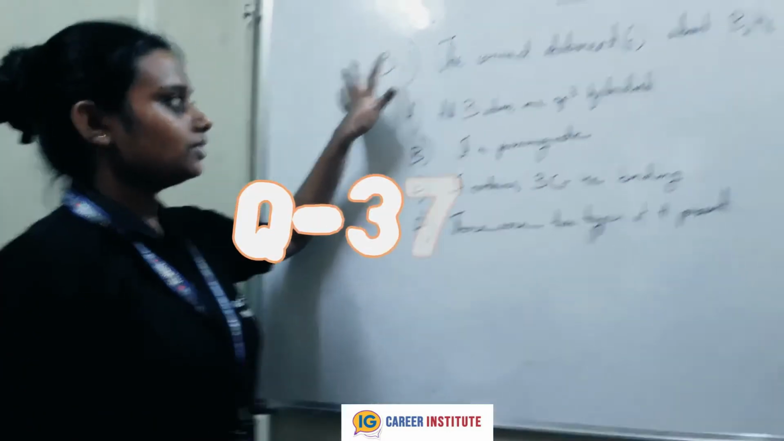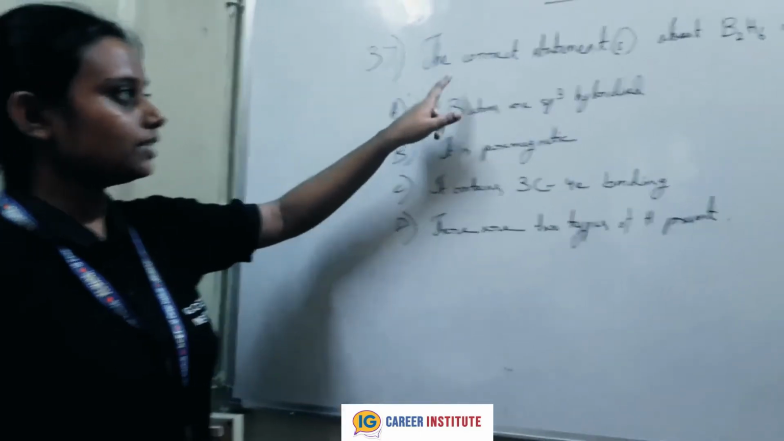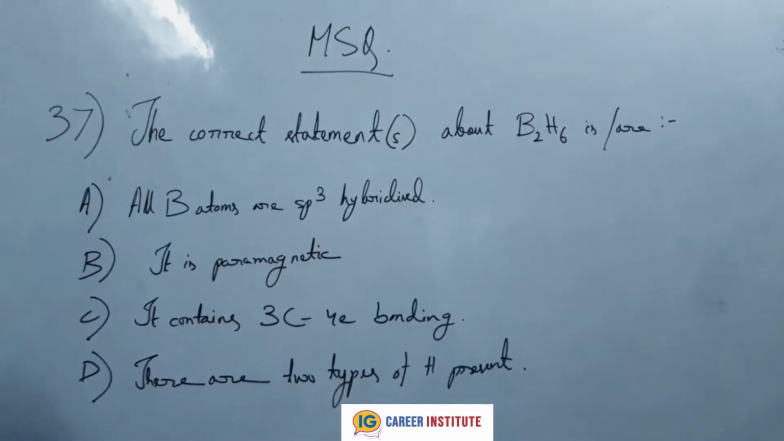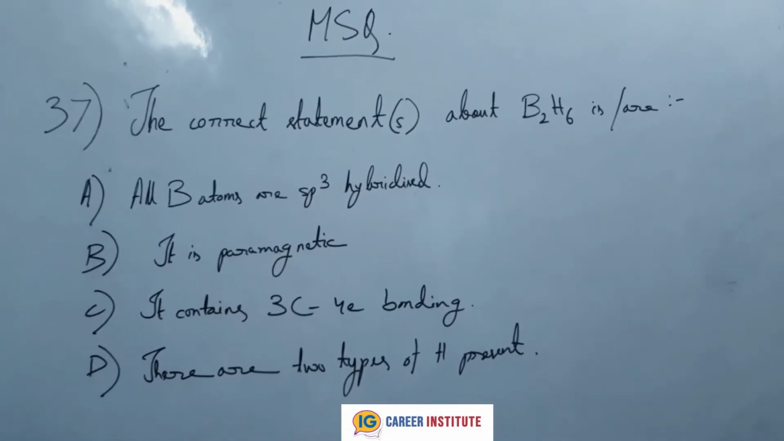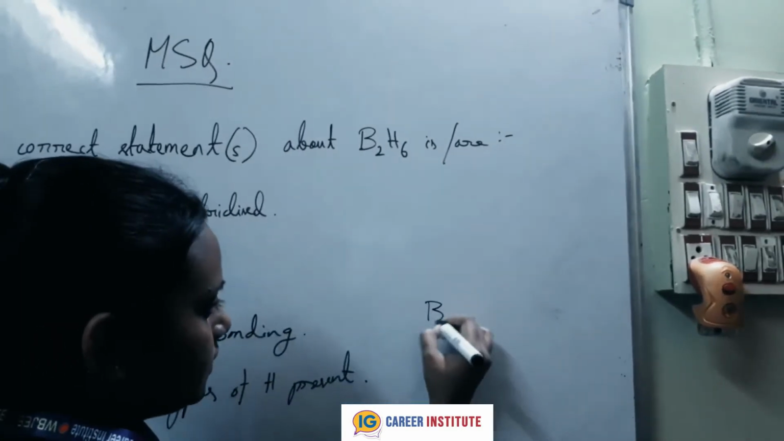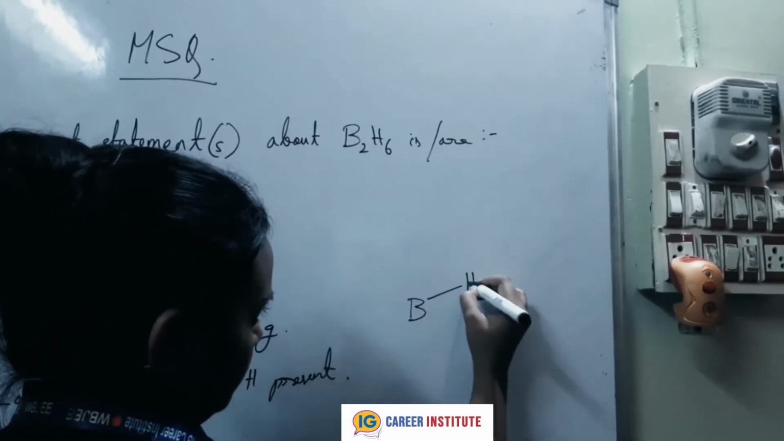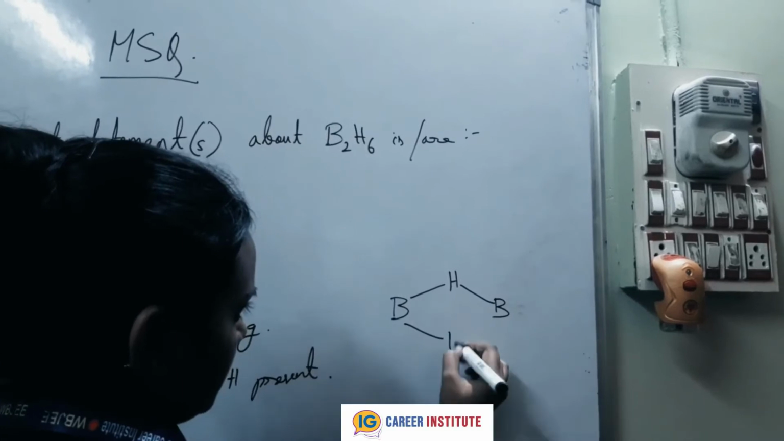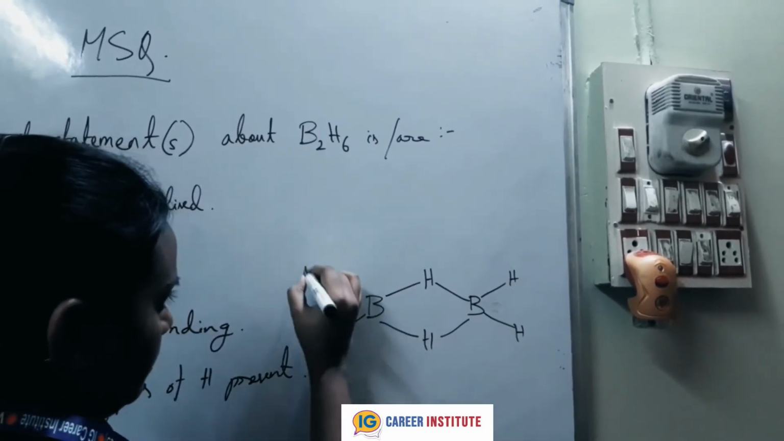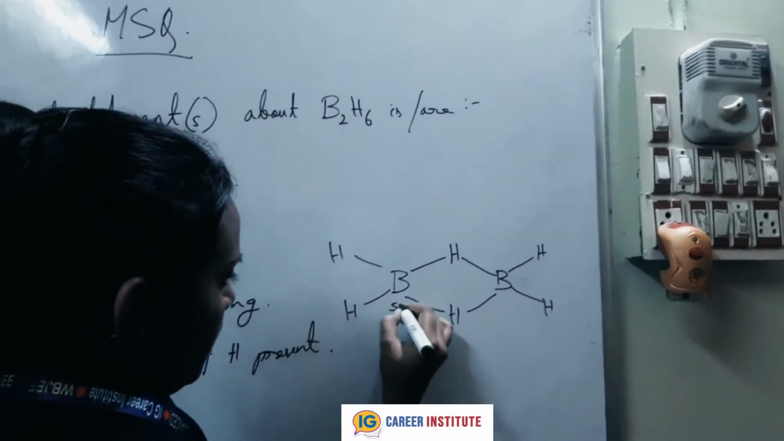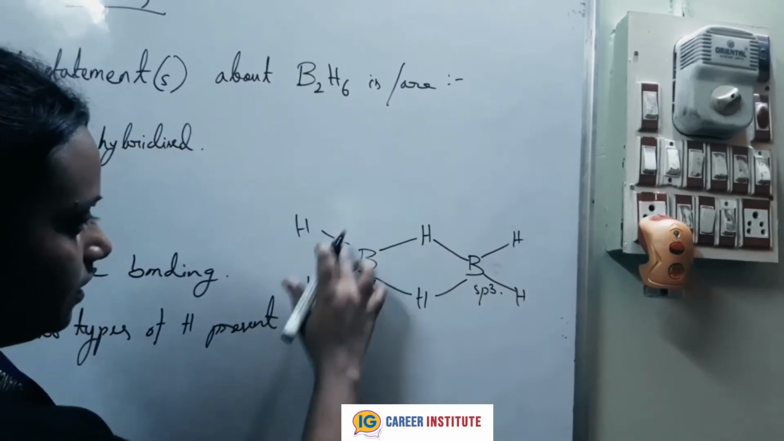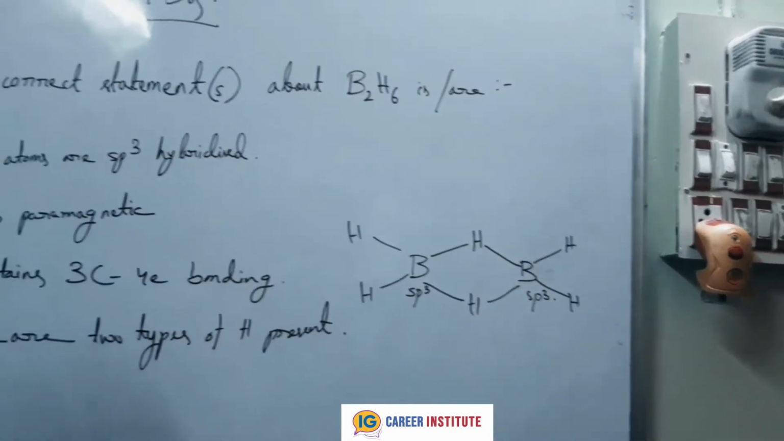The next question is 37. The correct statement about B2H6 is or are. This also has come under MSQ, that is more than one option may be correct. So first of all we should know the structure of B2H6, diborane. So basically the structure of B2H6 is like this, where each of the boron are sp3 hybridized, and basically overall the molecule is diamagnetic.